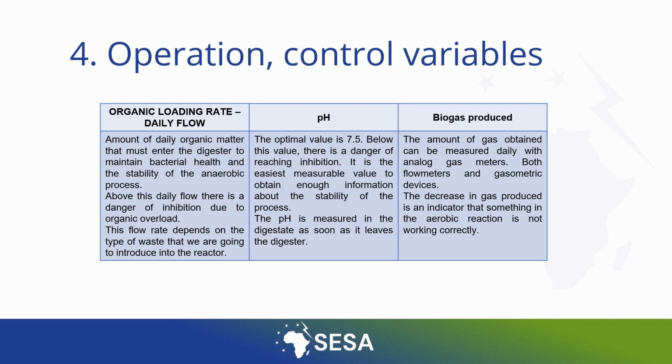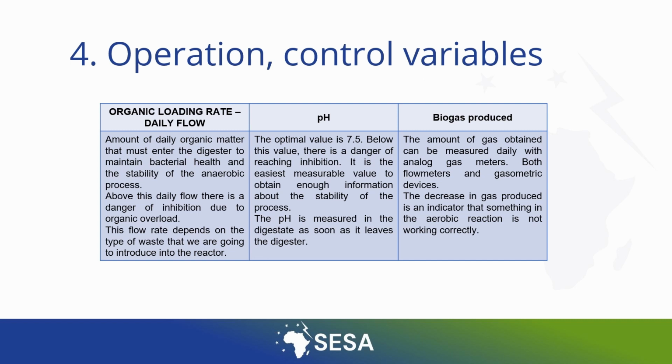Biogas production. The amount of gas obtained can be measured daily with an analog gas meter, using both flow meters and gasometric devices. A decrease in the gas produced is an indicator that something in the anaerobic reaction is not working correctly.